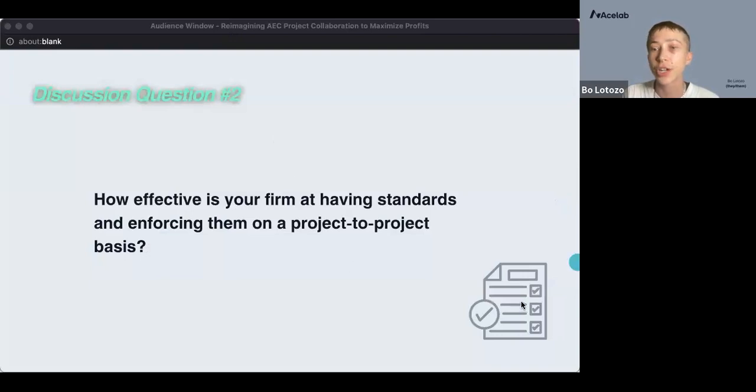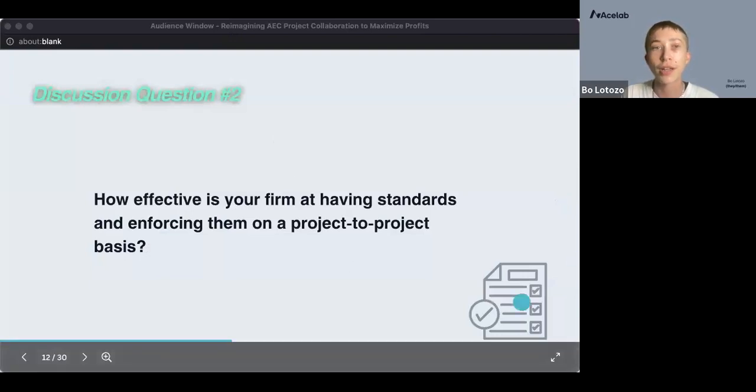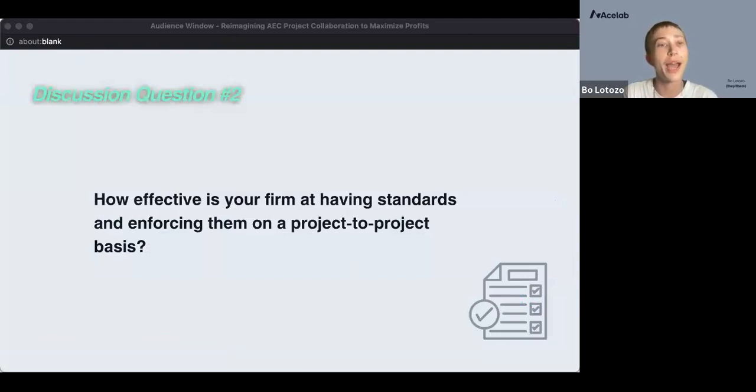All right, so I'm going to launch our next discussion question. So this one is, how effective is your firm at having standards and enforcing them on a project-to-project basis? And I'll give folks a few moments to answer before we share the results so that we can talk about those as well. But let's see, it looks like we've got a good amount of folks saying that their standards are well documented and easily accessible, which is great.